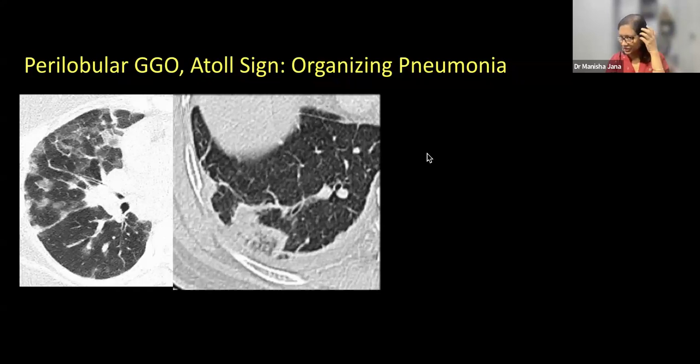The causes of organizing pneumonia might be many. They can be seen in drug-induced pneumonias. They can be seen in various types of ILDs in children as well, mainly connective tissue disease related ILDs.